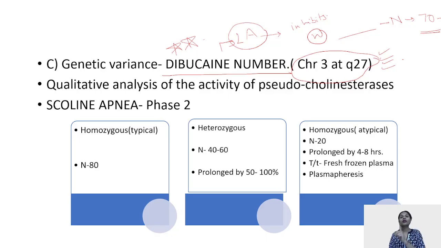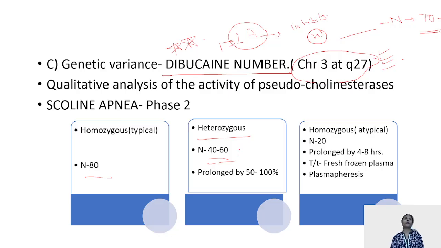In atypical pseudocholinesterase, the Dibucaine number decreases to 20. I already told you, Dibucaine is responsible for inhibiting your normal pseudocholinesterase enzyme, and if the body has atypical pseudocholinesterase, Dibucaine is not able to inhibit it and the number decreases. If you have typical, the number is 80. If it is heterozygous, it is 40 to 60, and there is prolongation in the duration of action of scoline by 50 to 100%.